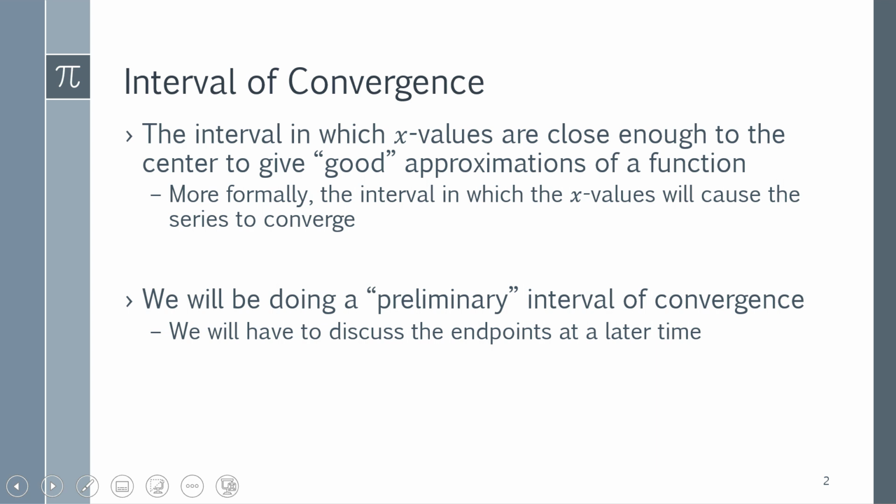And what we're going to be talking about is finding what I tend to call the preliminary interval of convergence, in that we're not going to be discussing the endpoints this time, because the endpoints get a little complicated in that sometimes the endpoints converge and sometimes they don't, and sometimes they only converge sort of. And that will make sense when we get to that. That's one of the last things we'll actually talk about. So just for now, think of the interval of convergence as what are the x's that are close enough to the center to give me a good approximation, or that formal definition of the interval are the x values that cause the infinite series to converge.